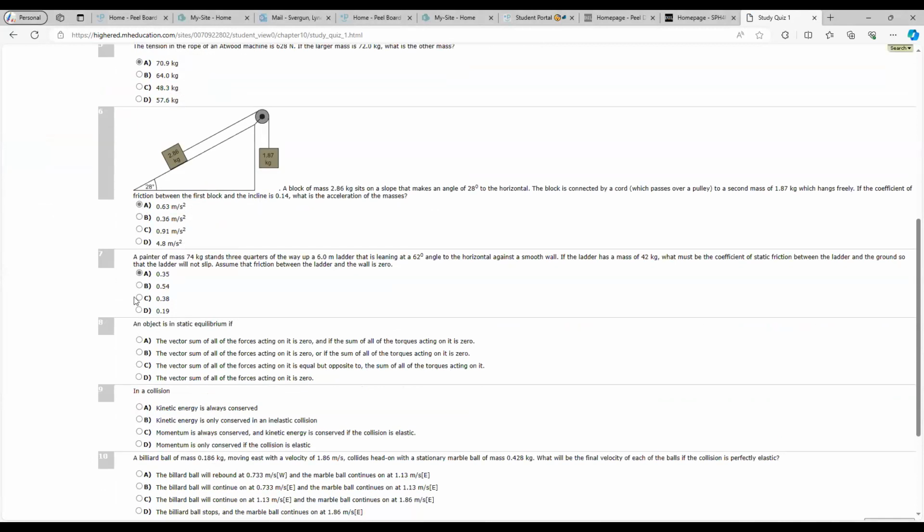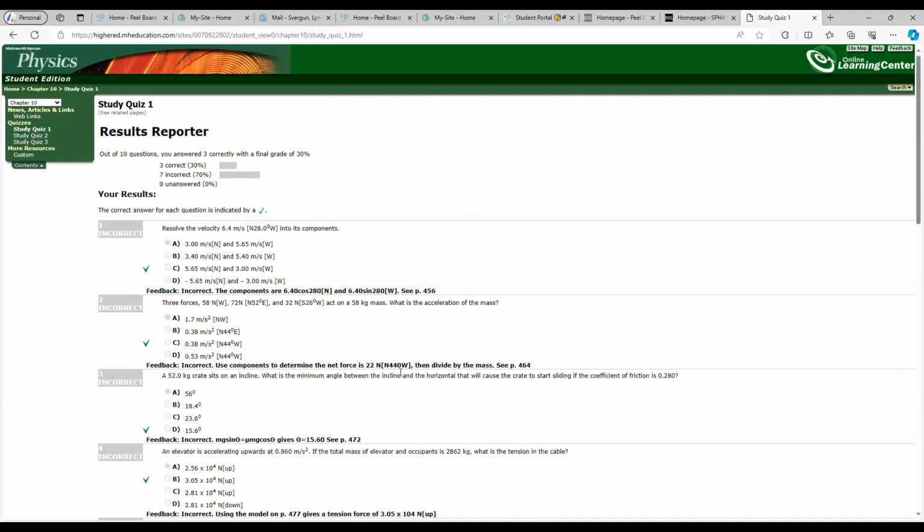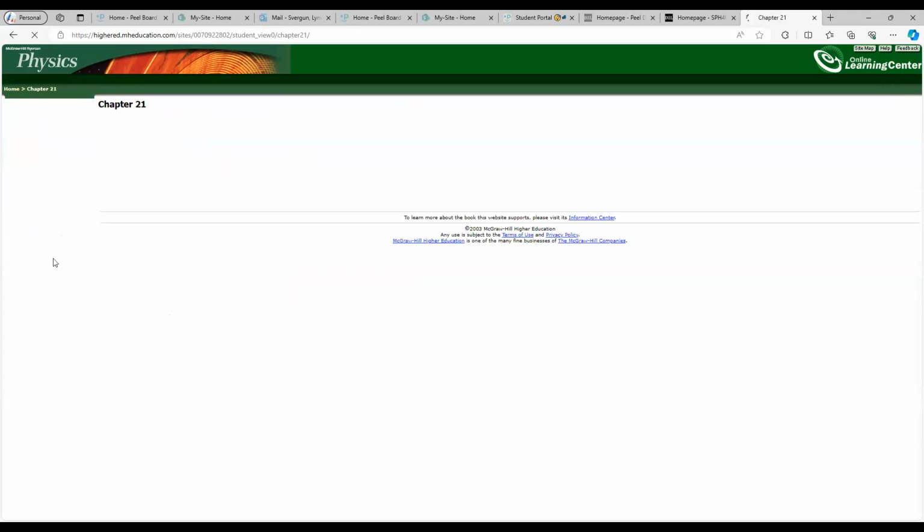You don't need to insert your email address or provide any personal information. You just need to submit, and then you will see if it's correct or not and what you need to check. For the last chapters you don't have quizzes, but for everything else you have. So it's good to review.